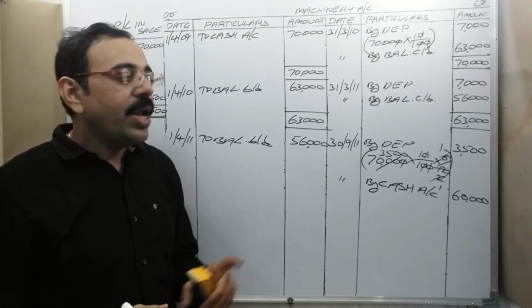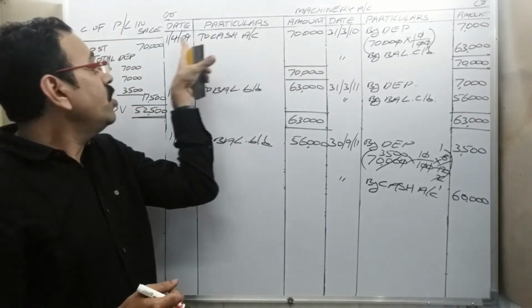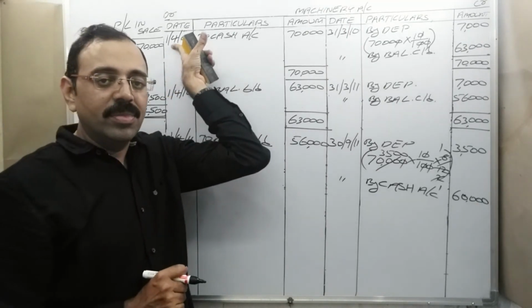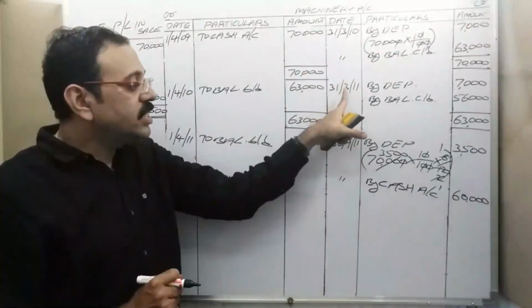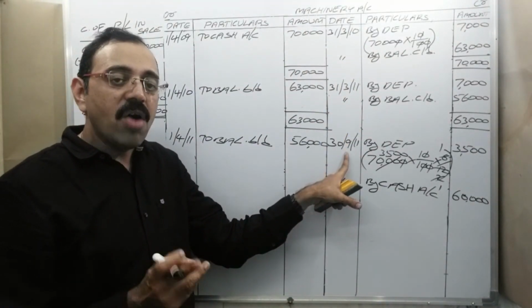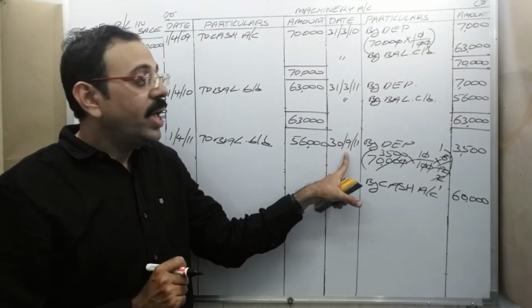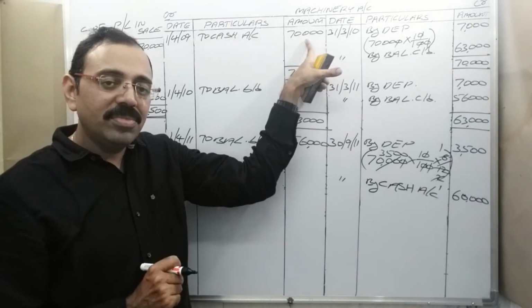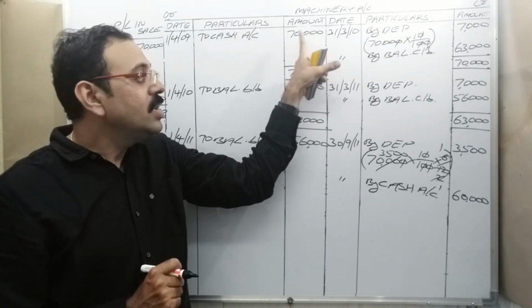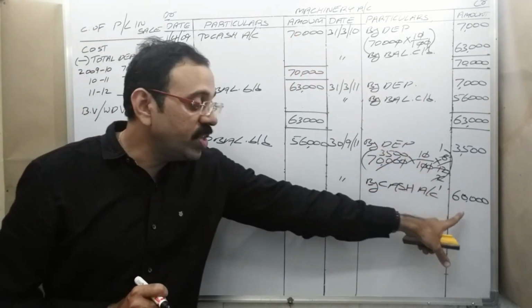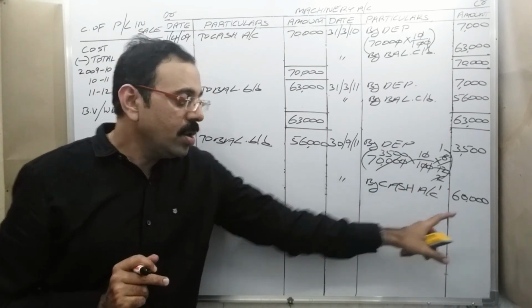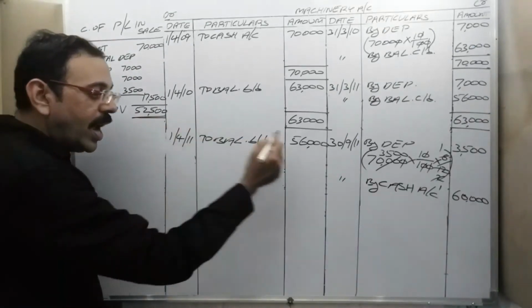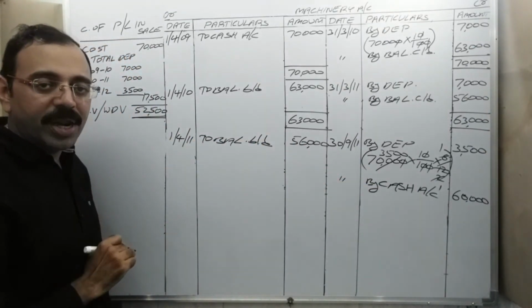Because when asset value is 70,000 on 1st April 2009, are you selling on that day? No. We use that asset for 2.5 years. After 2.5 years also, asset value will not remain same. That is why don't compare cost price with sale price. So which two amounts you should compare? Book value and sale price always you have to compare.